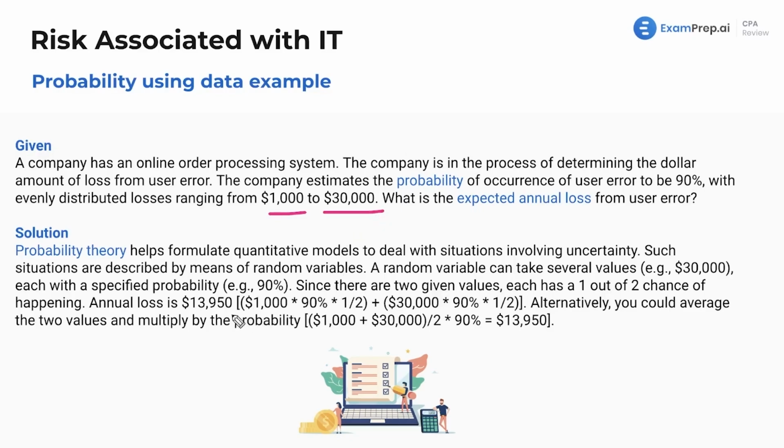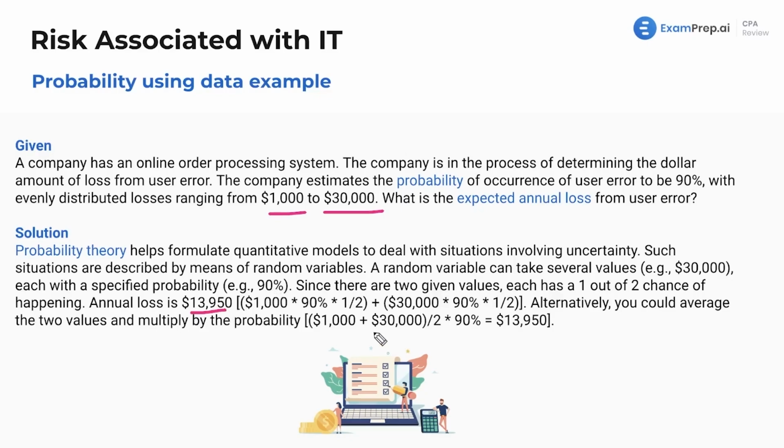As such, you see here, this is like an average. We're doing 90% chance of $1,000 damages happening, and we're weighting that by half, plus $30,000 of damages times 90% times a half, or divided by 2. That gives us an annual loss of $13,950.